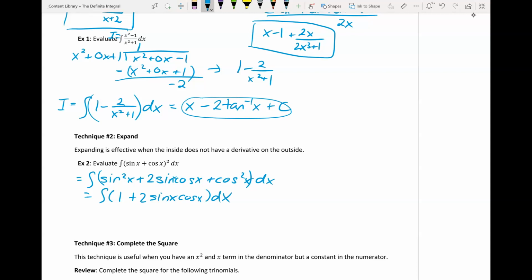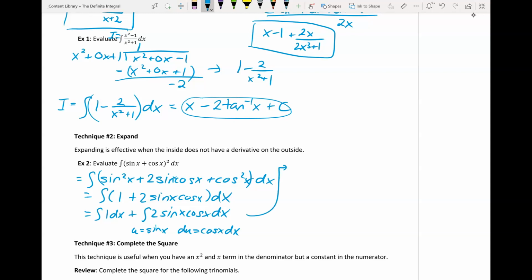And I can separate this even more if I wanted to. Because I know how to take the integral of 1, it's just going to be x, but this one here does require me to use U-substitution. So we can let u be sine x, because we're just going to get back cos x after we take the derivative of sine x. So du is cos x dx then.